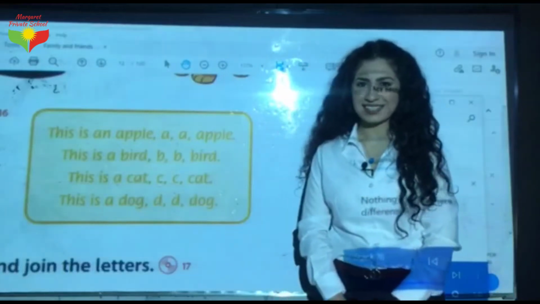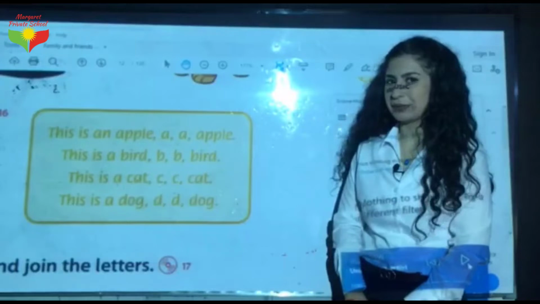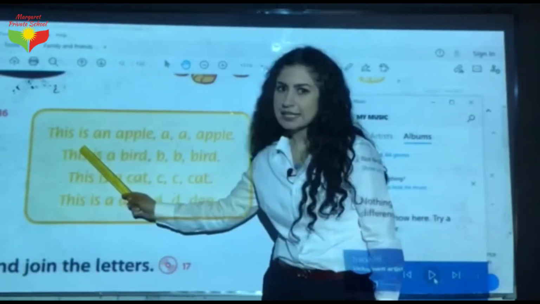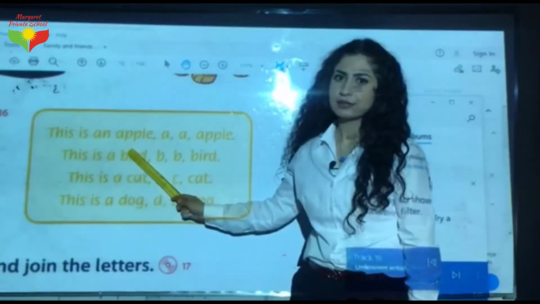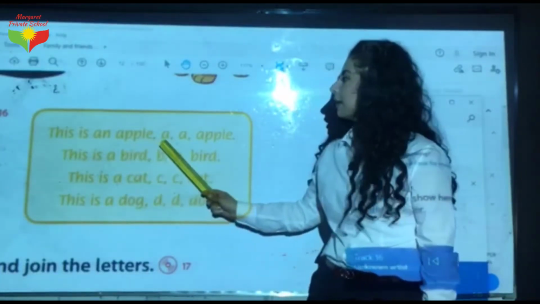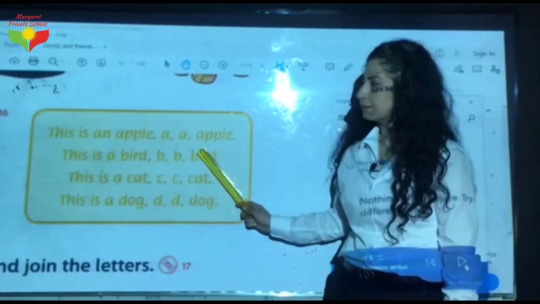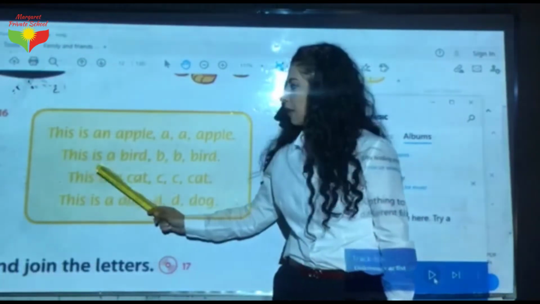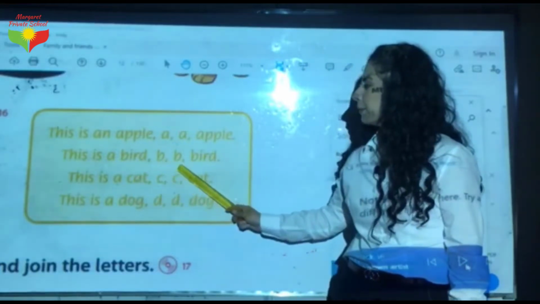Guys, it was a nice chant. Okay, now let's read it together. Repeat after me. This is an apple. Apple. This is a bird. Bird.